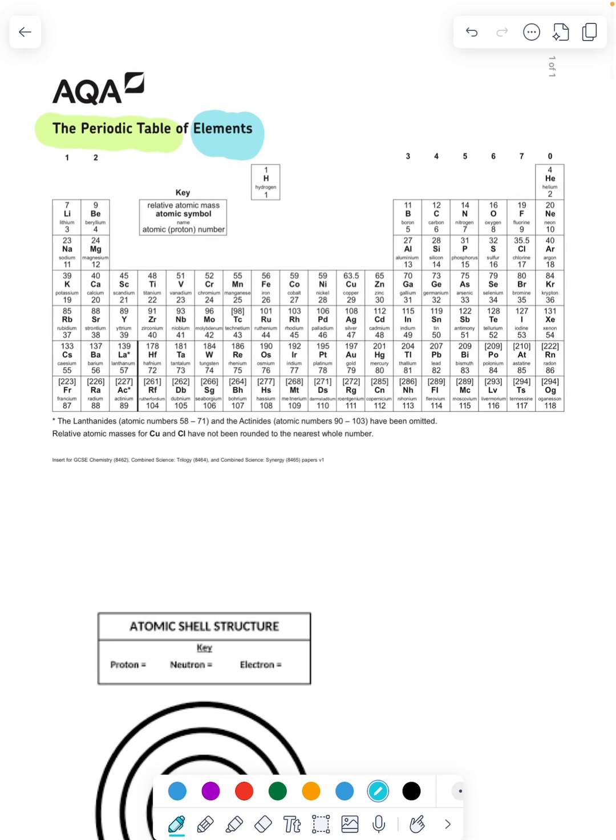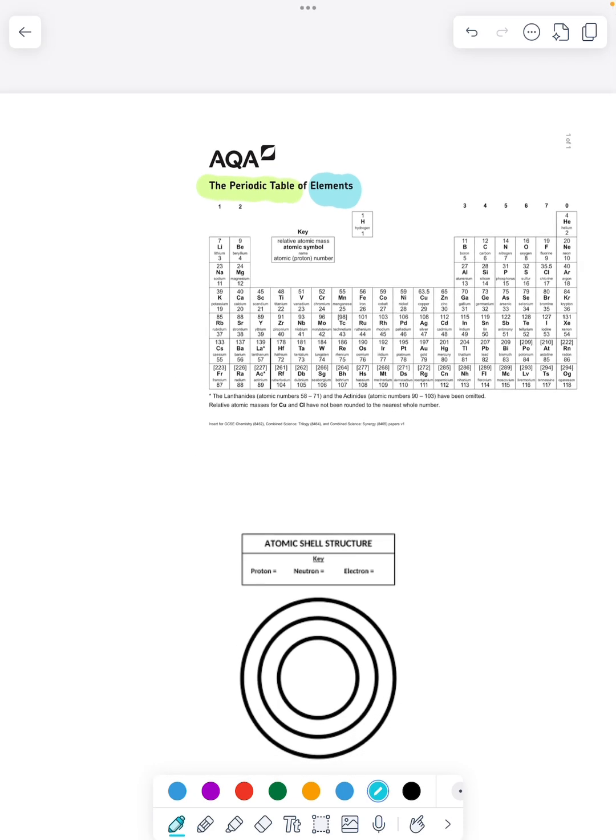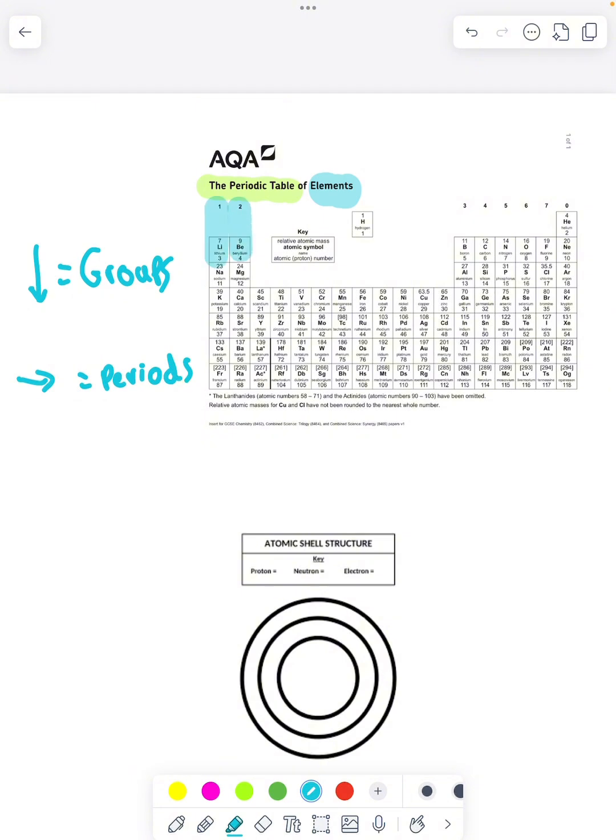You've seen this before probably, and you'll have it in the back of your exam paper when you sit your GCSE exam. Going down the periodic table is where you have your groups, and going across the table is where you have your periods. So group 1, group 2, that's a group. You've got this gap in the middle, then group 3, group 4, group 5, and so on. Periods go across, whereas groups go down.